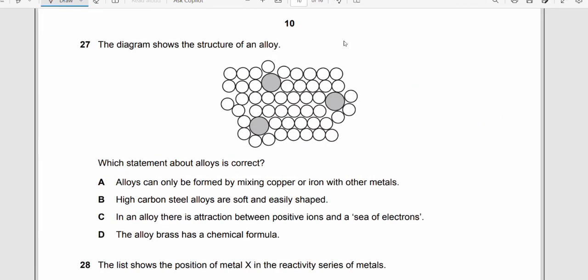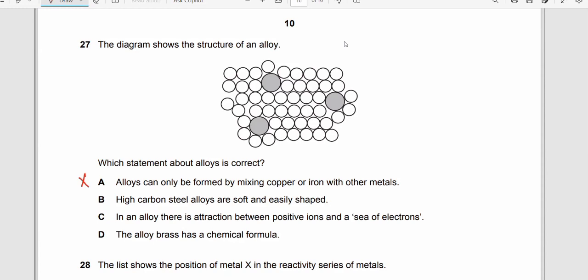The diagram shows the structure of an alloy. Which statement about alloy is correct? Alloy can only be formed by mixing copper or iron with other metals. No, you can mix other things as well. High carbon steel alloys are soft and easily shaped. Yeah, we can say like this. Which statement about the alloy is correct?